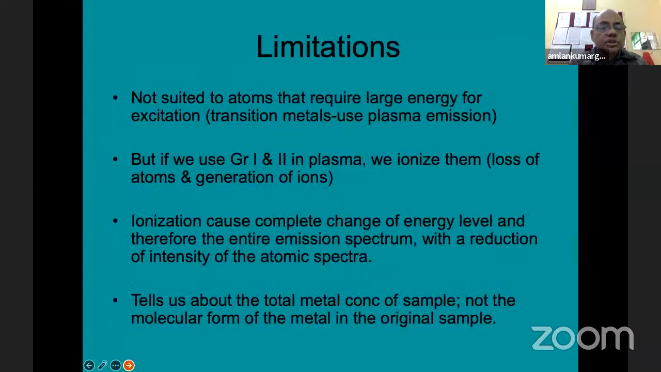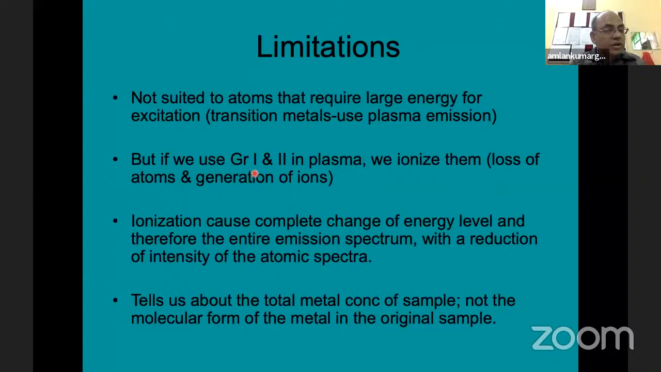Now, what are the limitations? These are not suited to atoms that require large energy for excitation, for example the transition metals, and this is limited to group 1 and group 2. But if we put group 1 and group 2 in plasma, as I showed you there, at a higher temperature we ionize them. We do not get the atoms, we generate ions, and ionic spectra is different from atomic spectra.